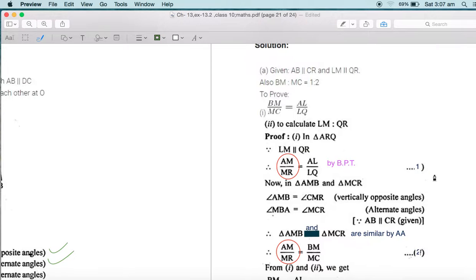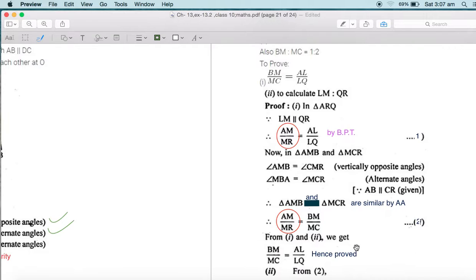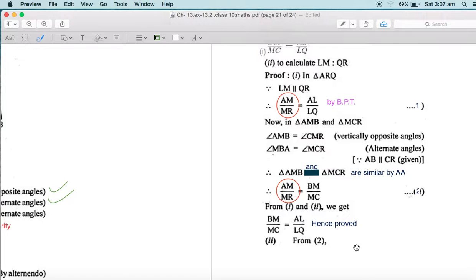Now what can you see, students, from equation number 1 and 2? If I talk about these two equations, I can easily see that the left hand side is the same. I've circled it already for you: AM upon MR is the same in both. So what will I have as a result? If the left hand sides are equal, the right hand side should also be equal. So from equations 1 and 2, I get AL upon LQ equals BM upon MC. This was the actual result which we wanted to prove, my dear students. Hope all of you have understood now properly.